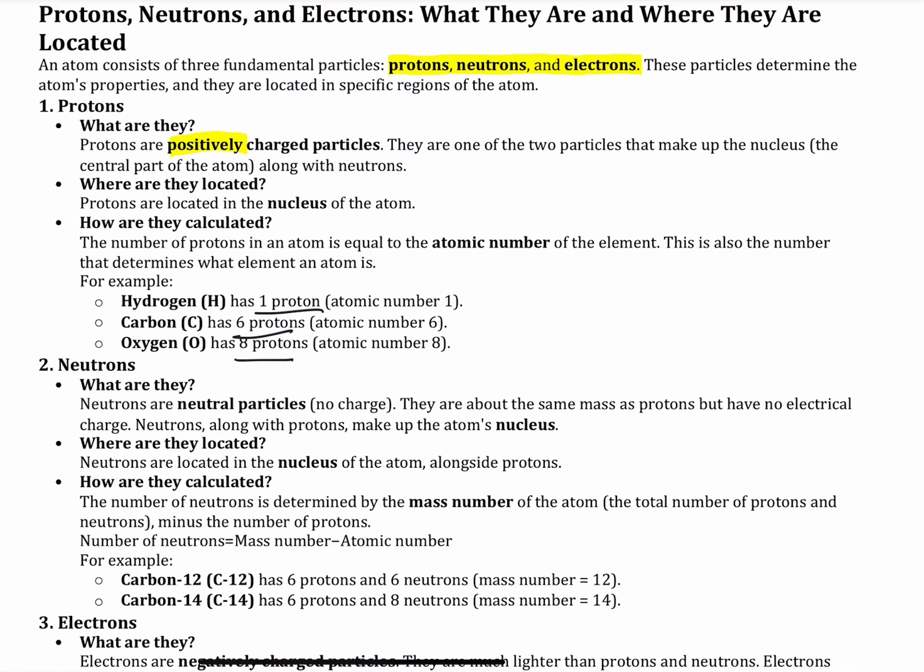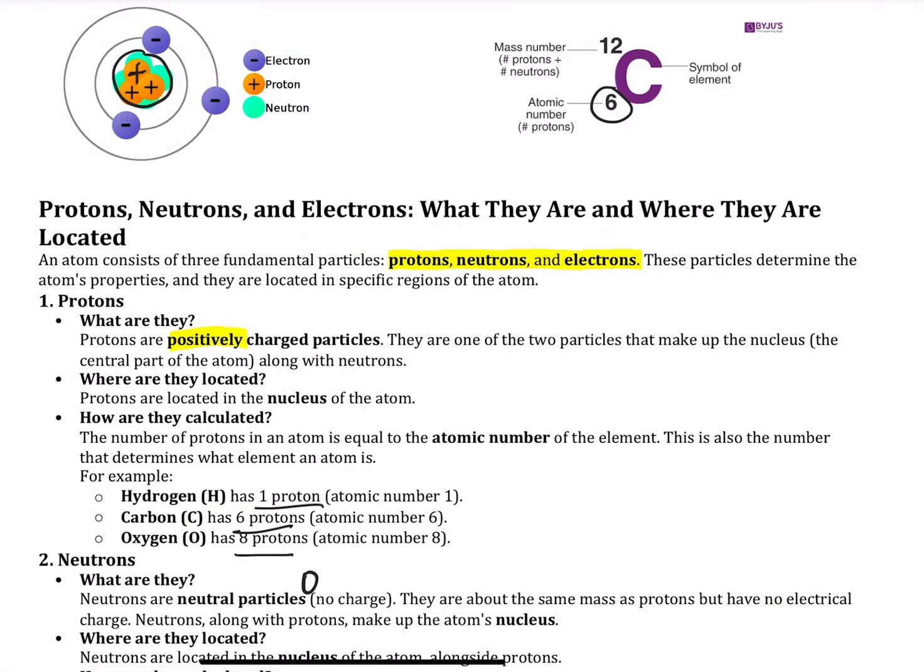Meanwhile, neutrons are neutral particles. They have no charge. This means that their charge is 0. They are about the same mass as protons, but they have no electrical charge. Neutrons, along with protons, make up the atom's nucleus. As I've stated over here, this is where the nucleus is at. The green part is the neutron, the orange part is the proton. As you can see, there's no indication of any positive or negative, and that's because neutrons are neutral. They don't have a charge.